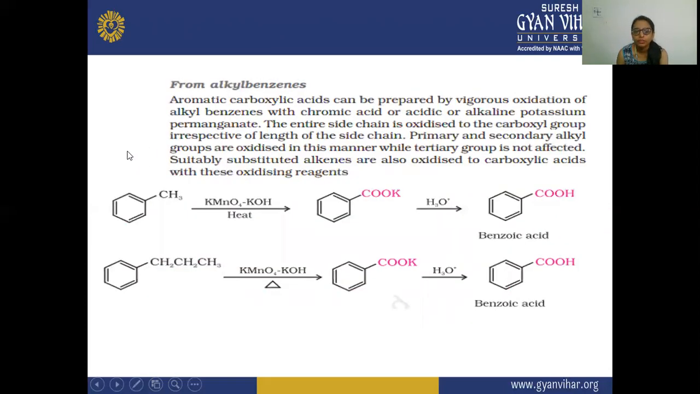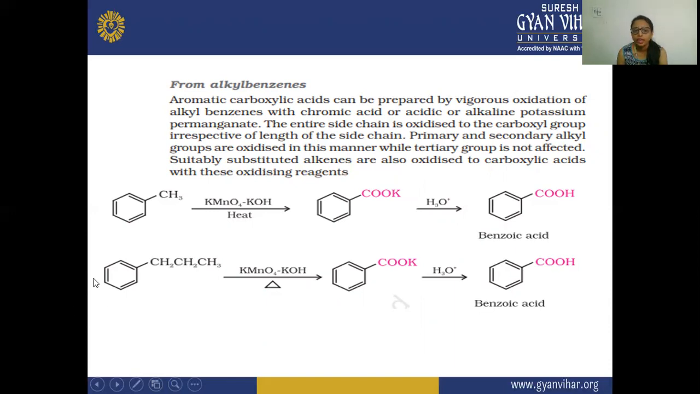presence of KMnO4, where there is a formation of benzoic acid plus KCl plus H2O. Next, from alkyl benzene. So here you can see the benzoic acid. This benzoic acid is prepared from toluene. Firstly, it is oxidized in the presence of KMnO4 and alkali, heated, and there is a formation of the salt of the acid. And after that, with hydronium ion, benzoic acid is formed.